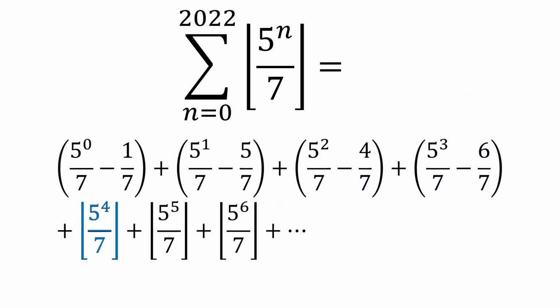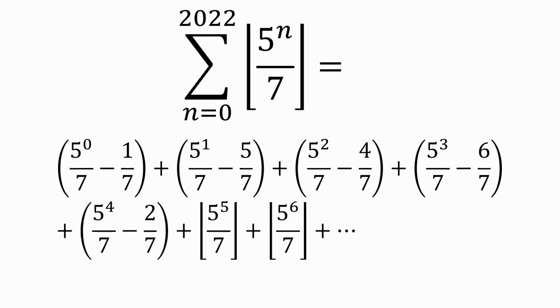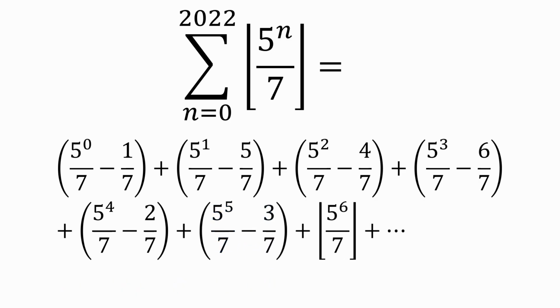Next term is the floor of 5 to the 4th over 7. That's 625 over 7, which leaves a remainder of 2. So we'll write that as 5 to the 4th over 7 minus 2/7. Next term is the floor of 5 to the 5th over 7. That's 3,125 over 7, which leaves a remainder of 3. So we'll write that as 5 to the 5th over 7 minus 3/7.